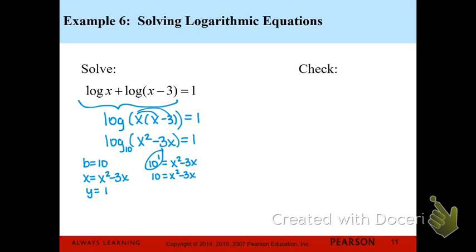What do we do when we have more than one form of a variable, like x squared and x? We're going to have to factor, right? So we need to set the equation equal to 0. How do I set this equal to 0? Subtract 10. So I've got x squared minus 3x minus 10 equals 0. Is it alien or normal? Normal. This is a simple trinomial.